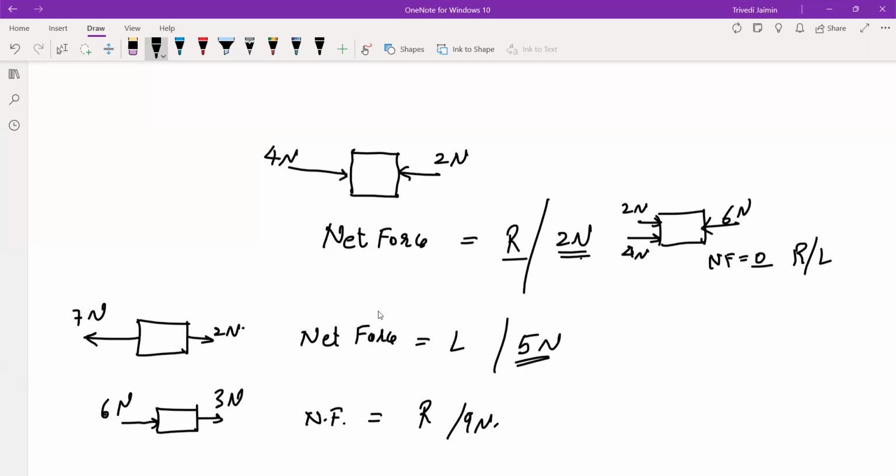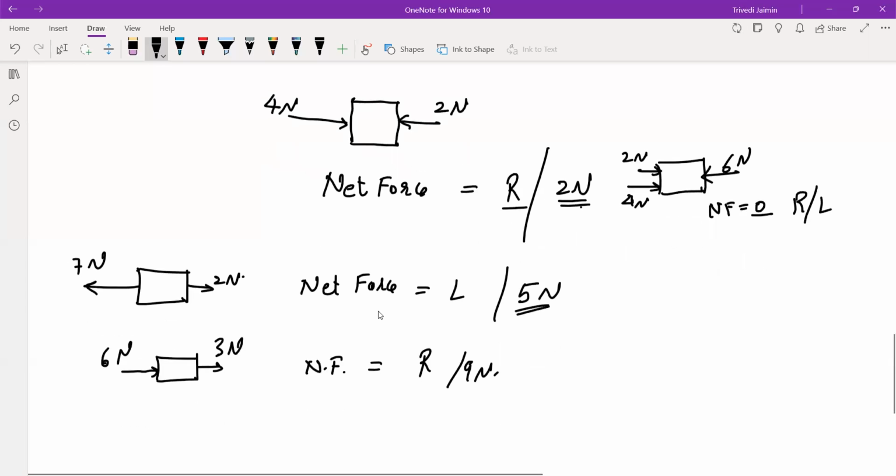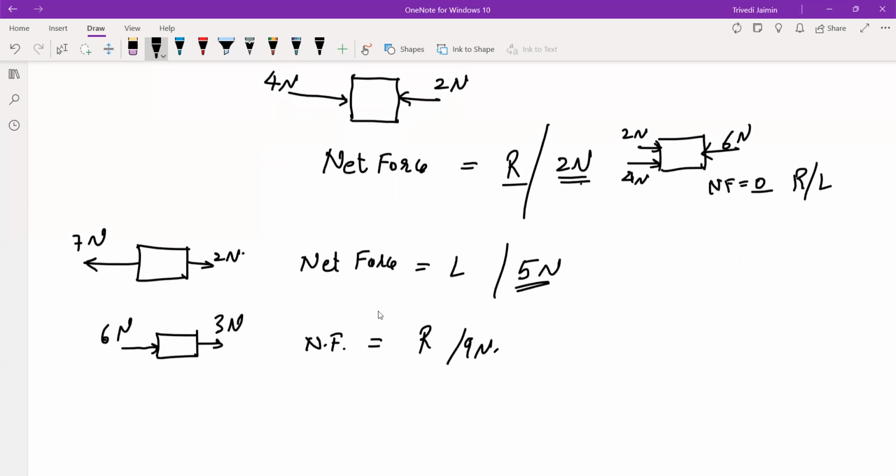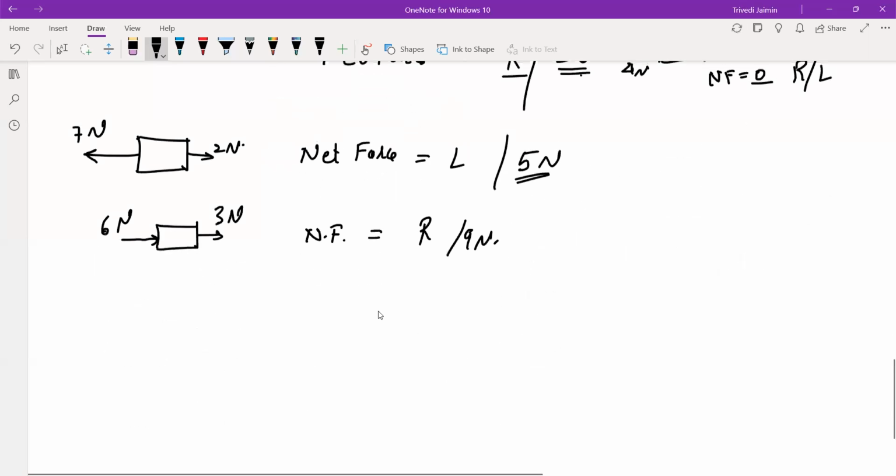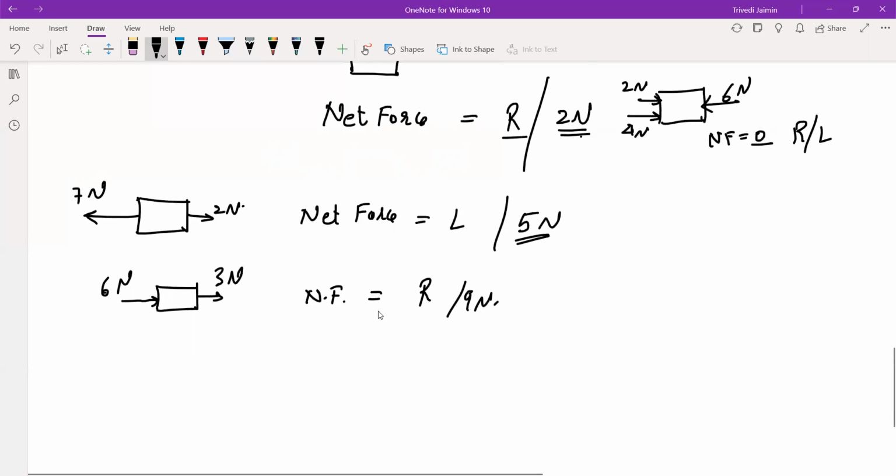So clear with this balanced force? Sir, I have one doubt. Yeah, ask. Sir, what if 3 forces are acting on 3 different sides? Same manner. Wherever the force is more, in that direction it will move. Suppose we are pulling from 3 directions, you, me, and someone else. Wherever force is extra, in that direction it will move.